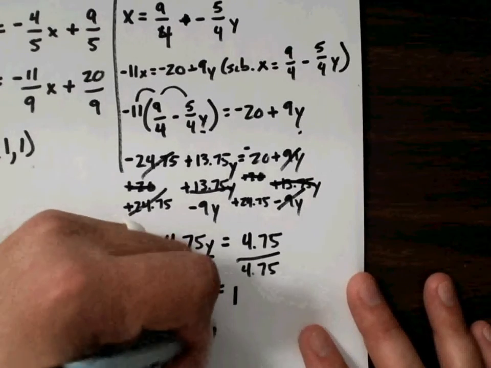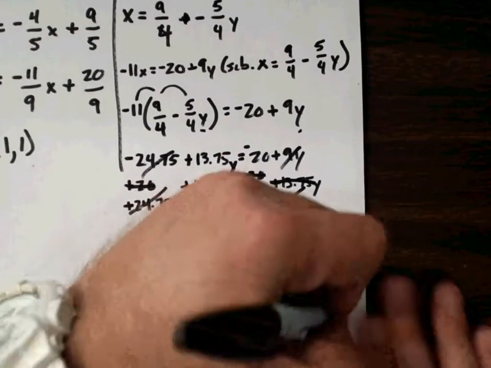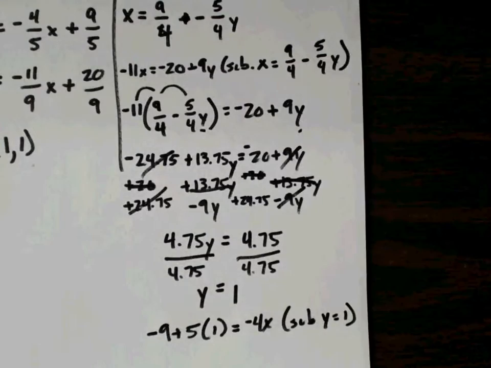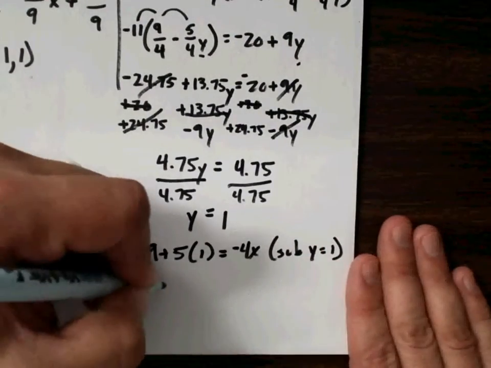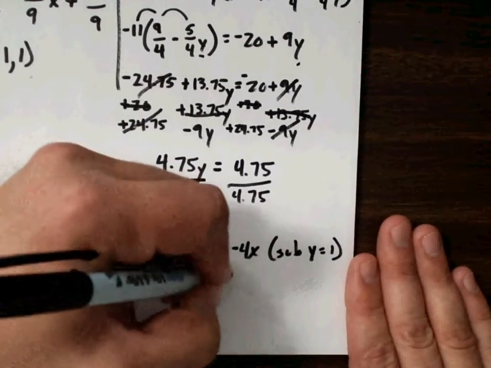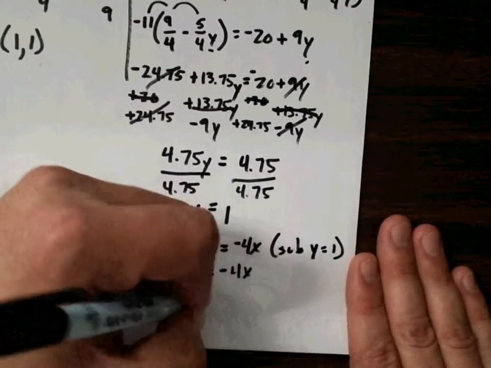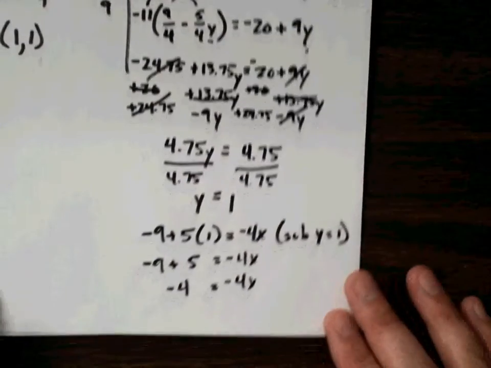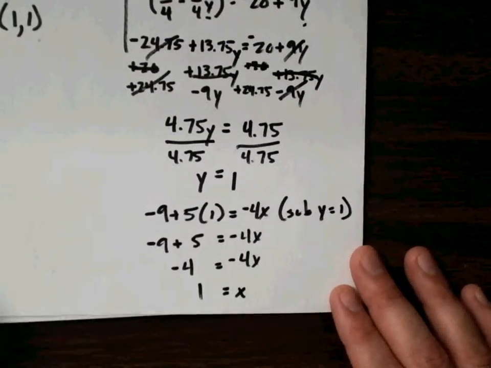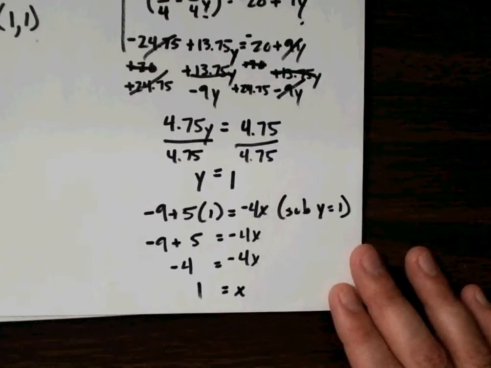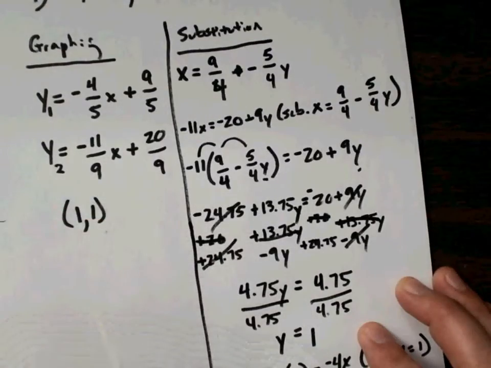Negative 9 plus 5, plug in my 1 for y, equal to negative 4x. And this is where I substituted in y equaling 1. I got the same solution. Everybody okay?